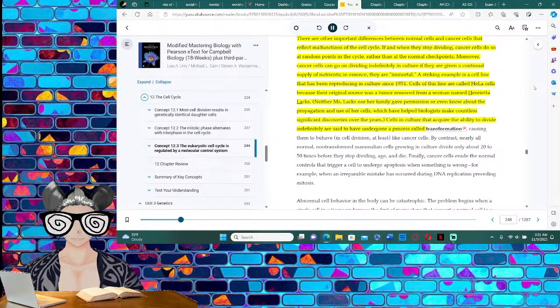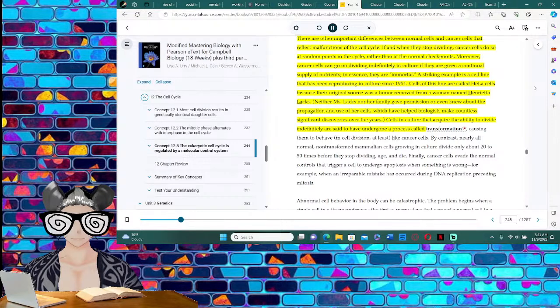In essence, they are immortal. A striking example is a cell line that has been reproducing in culture since 1951. Cells of this line are called HeLa cells because their original source was a tumor removed from a woman named Henrietta Lacks. Neither Ms. Lacks nor her family gave permission or even knew about the propagation and use of her cells, which have helped biologists make countless significant discoveries over the years.